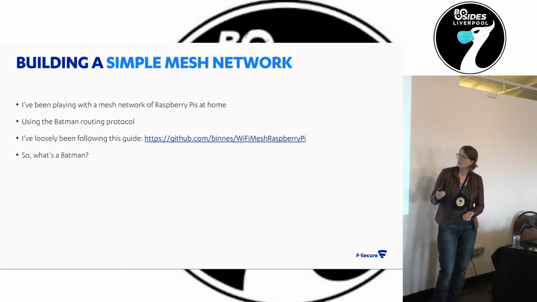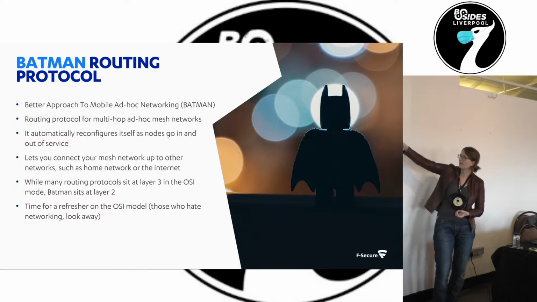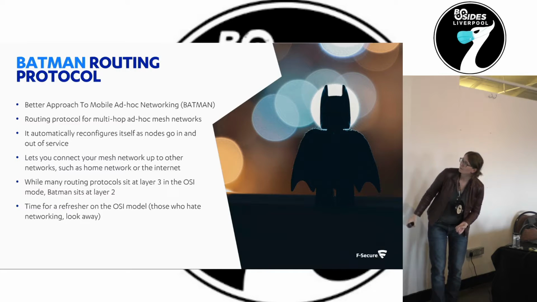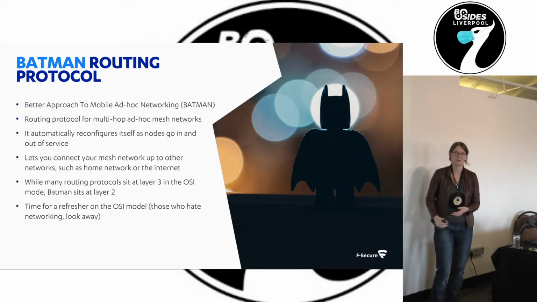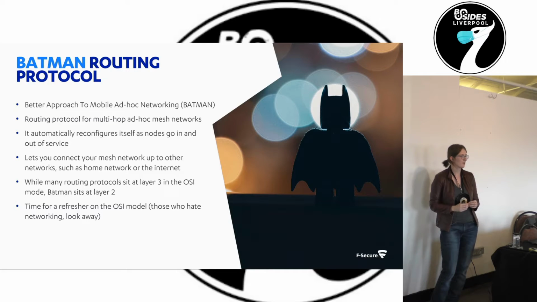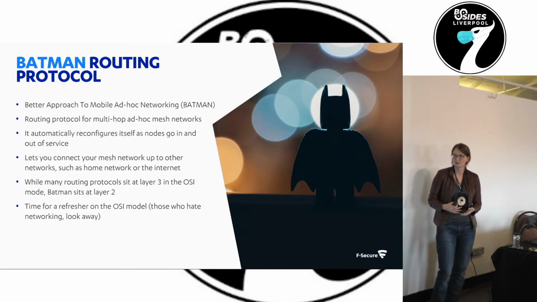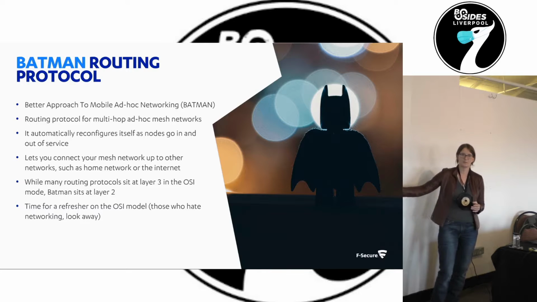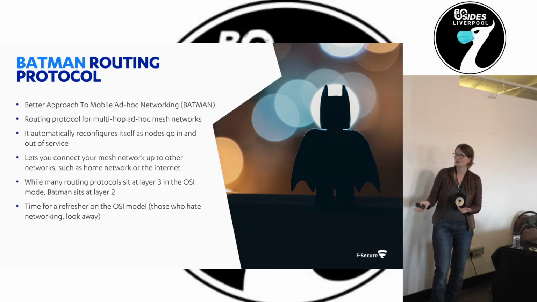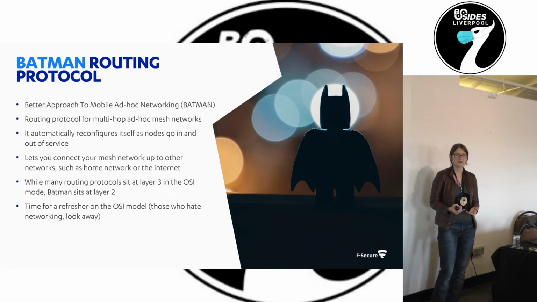First up, what is Batman? Batman stands for Better Approach to Mobile Ad Hoc Networking. I'm never going to remember that, but it's for creating multi-hop ad hoc mesh networks. The mesh networks will automatically reconfigure themselves depending on what's in the network and what's in range. So if one of your nodes gets moved a bit further from the others and it's now a higher latency connection, it will automatically reroute to avoid that node. You can also connect your mesh network up to other things, like your home Wi-Fi, so you'll have bridge nodes which interact with whatever other network you're connected to.